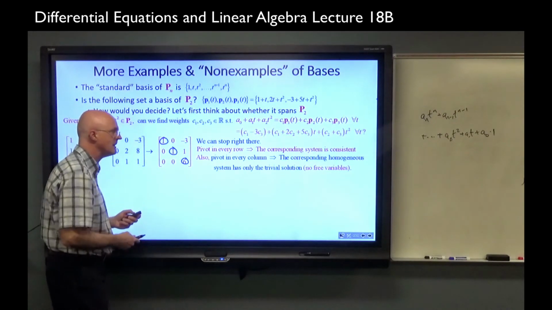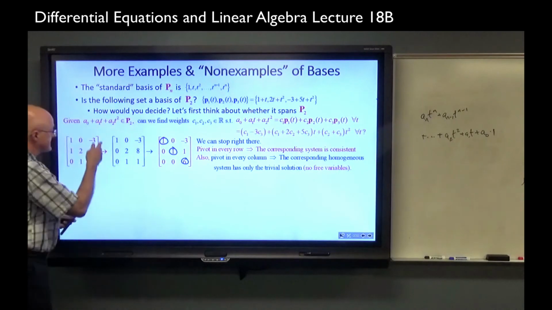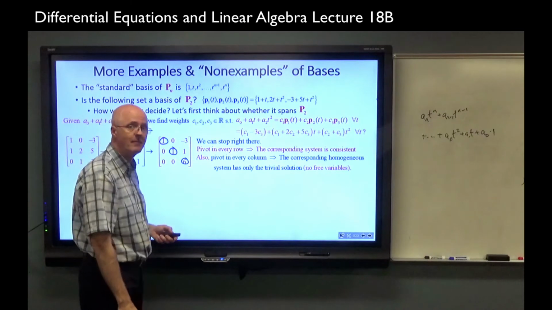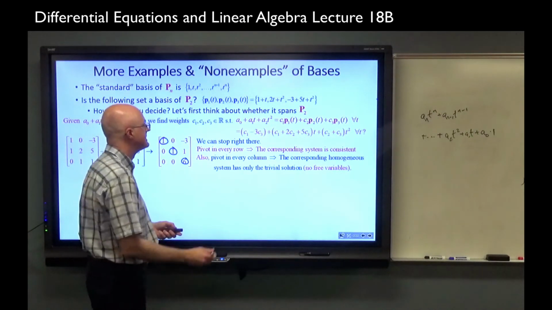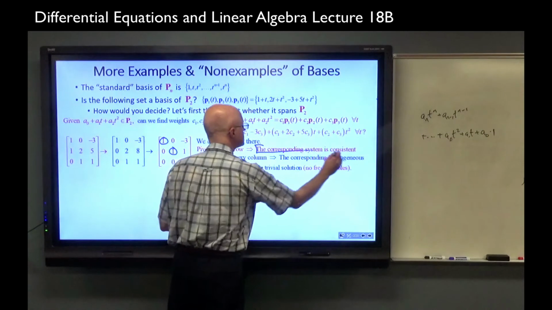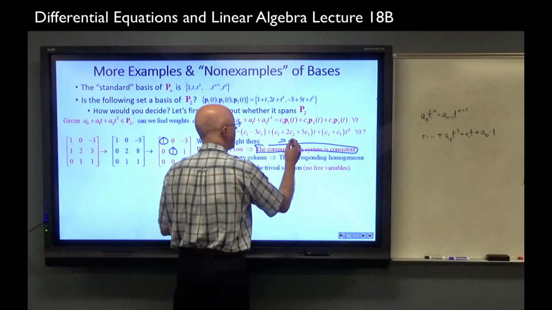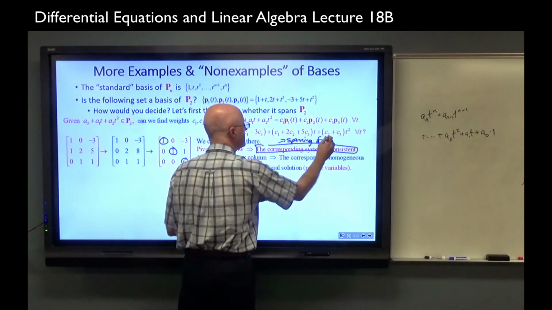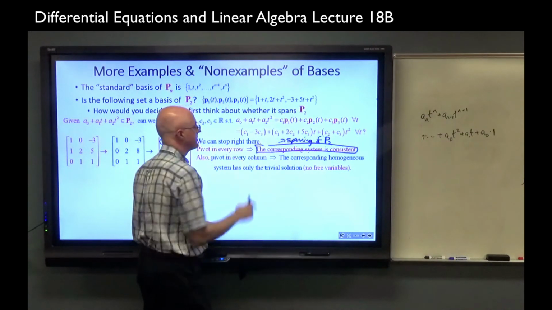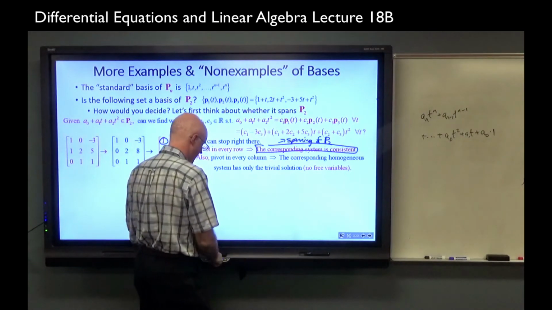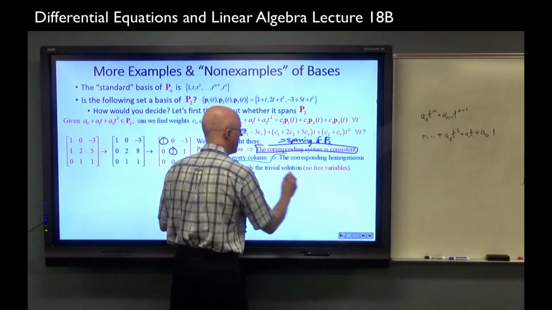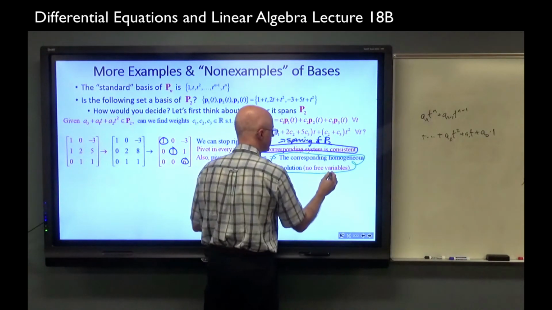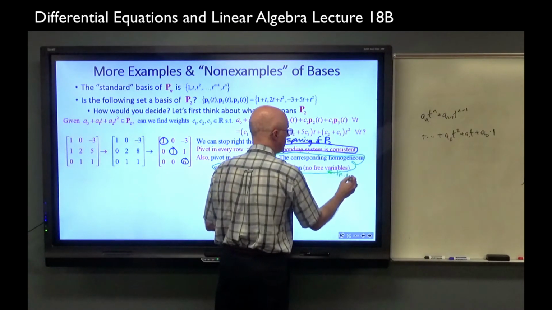Also, there's a pivot in every column. The corresponding homogeneous system, where I have zeros in the last column, has no free variables. It has only the trivial solution. So this fact means that I've got spanning of P2 by this collection of three polynomials. And this other fact implies that it's a linearly independent set of three polynomials. This implies linear independence.